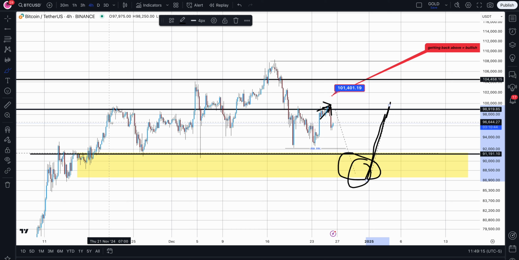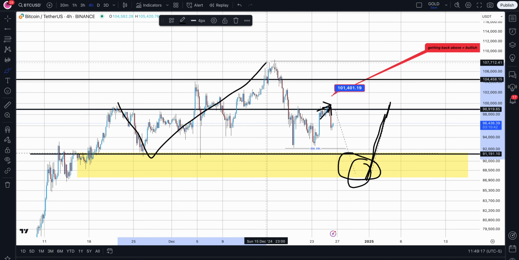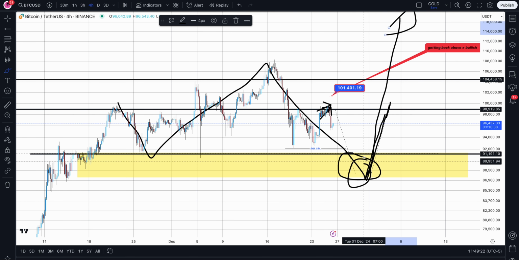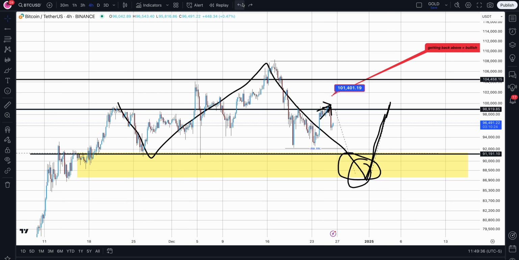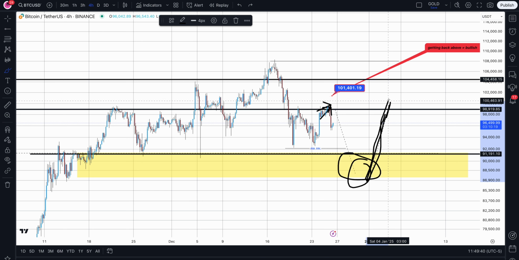So it's either that this is your WXY correction, and then we blast off once we get into the range lows and make a new high above 109,000 towards 115 to 120,000 for the last wave on Bitcoin. Or we just come up about 50 to 78.6% of the way, maybe 88.6% of the way. And during this retrace, that's when alts go ballistic.